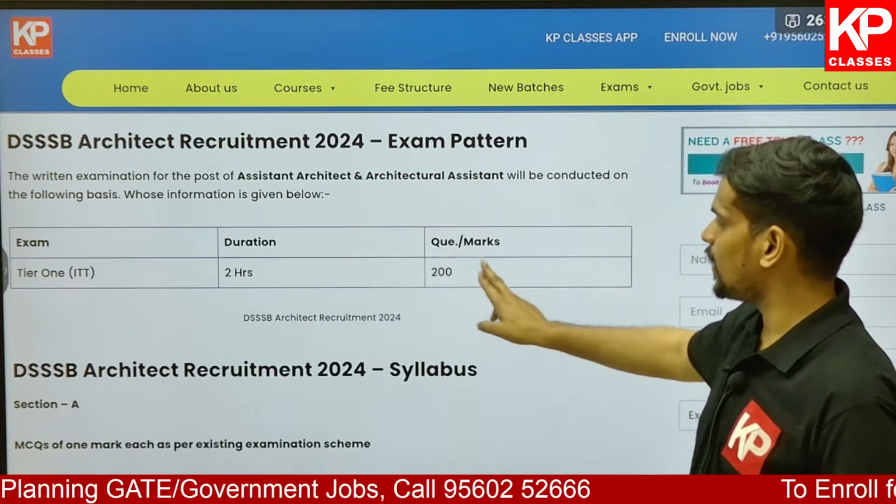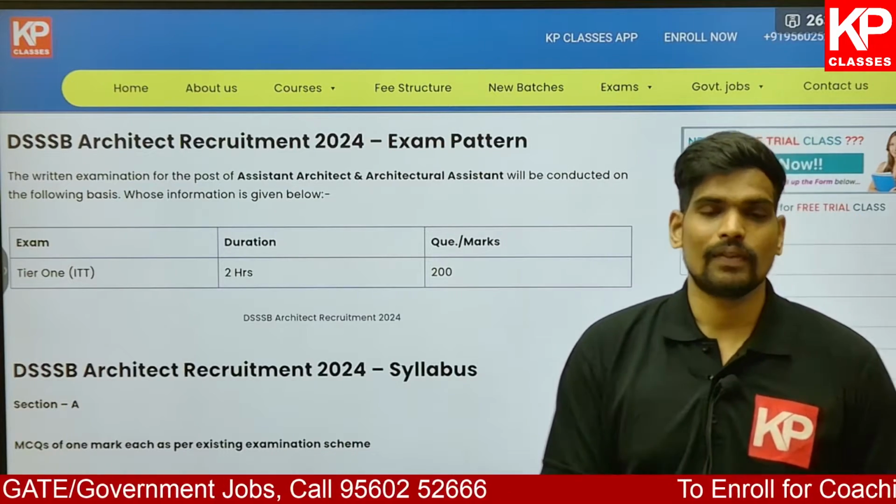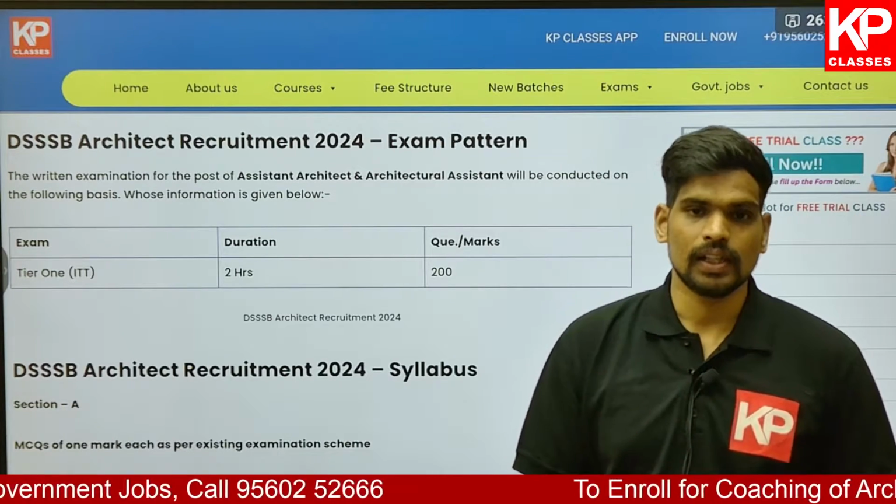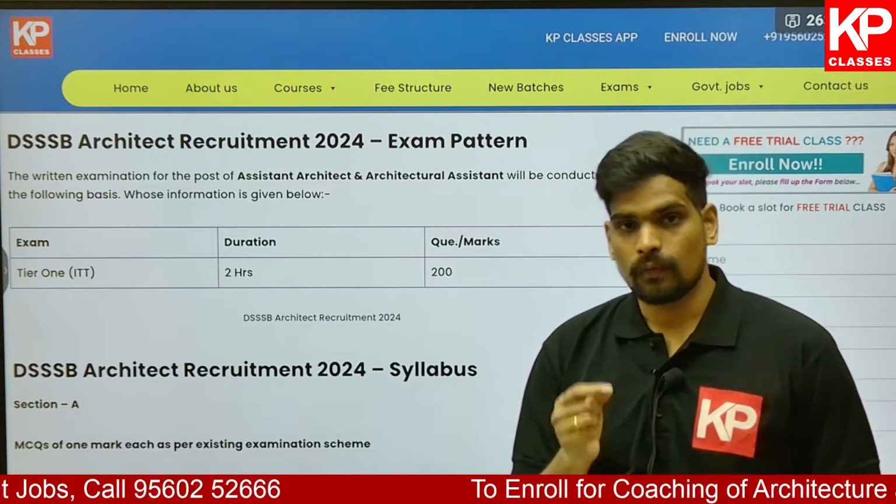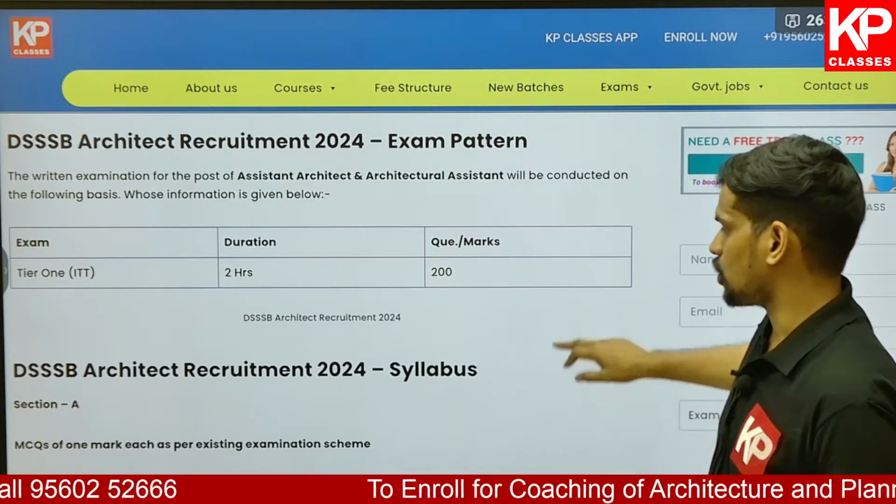So in these 120 minutes, you'll need to answer 200 questions with a weightage of 200 marks, 1 mark per question, and there's a negative marking of 0.25 for every incorrect attempt, like I mentioned.